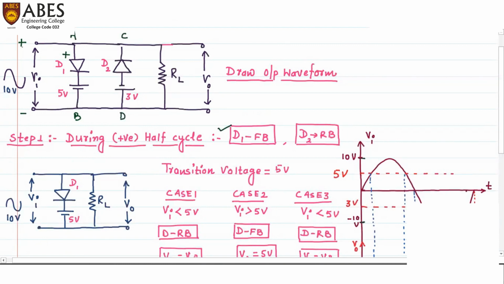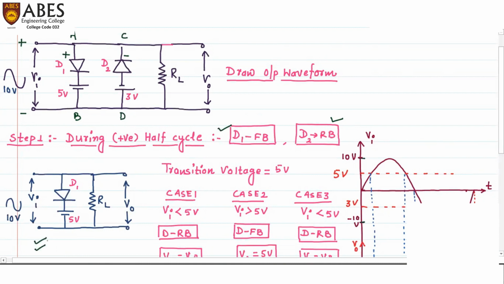The positive terminal of VI is connected to the negative terminal of diode D2. Therefore, diode D2 will be reverse biased. The same I have written here. So diode D1 will be forward biased, it means diode D1 will behave like a short circuit and diode D2 will behave like an open circuit because it is reverse biased. So the resultant diagram will be like this.